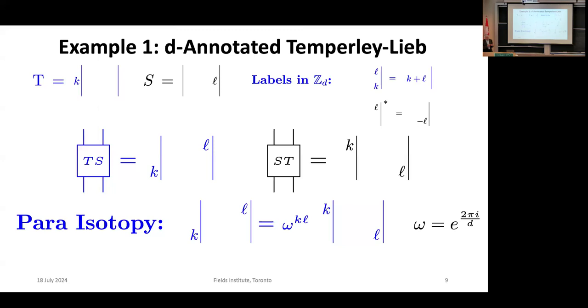So T times S is omega to the KL S times T. For the case D equals 2, that's called fermions. And the case D greater than 2 in physics, it's called parafermion.